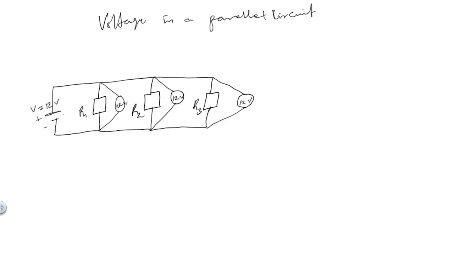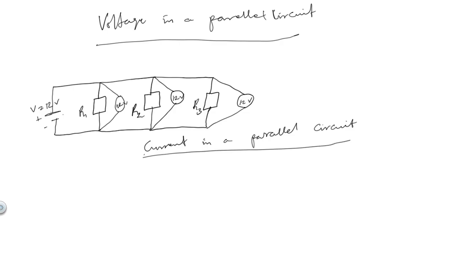So now what about current in a parallel circuit? Current flowing through a parallel circuit divides and flows through each branch in a circuit. So let's talk about current in a parallel circuit. We've talked about voltage here. Now we're talking about current in a parallel circuit. And here we would have this circuit to consider.